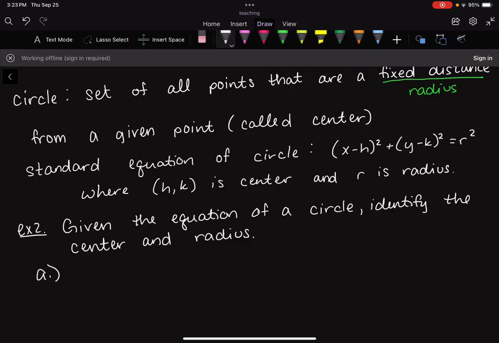So for my first one, I have (x - 2)^2 + (y + 1)^2 = 4. And for part B, we'll do y^2 = 12 - (x + 3)^2. We have another one as well, but we'll start with just these.